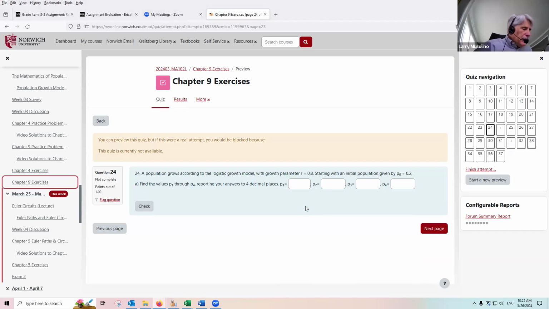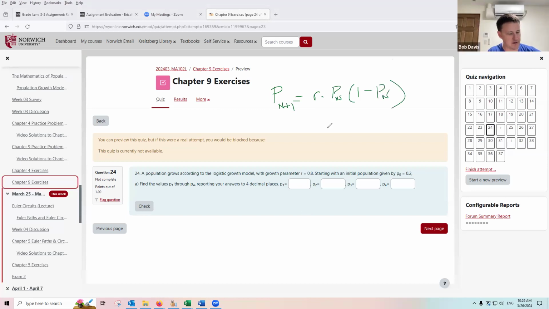Okay. And I think 24 is going to be very similar to what we just did. For 24, again, I'm going to write down the formula that says P sub n plus 1 is equal to R times P sub n times 1 minus P sub n. This was another one where you had answers on there, but I was just not tracking, but I can see now where that is, now that I'm using that formula. So R here is still 0.8 and P sub 0 is now 0.2.